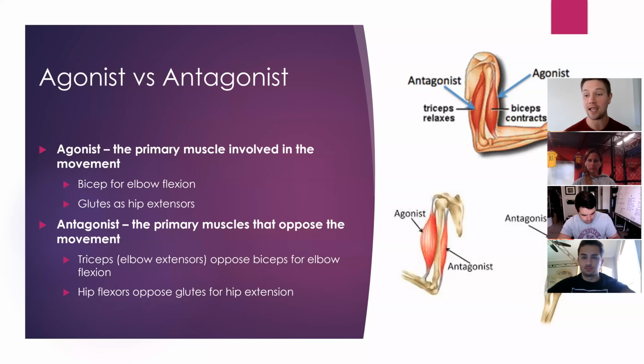So we need this antagonist to be an important primary player in a different way than the agonist. They're both very, very important, but ultimately we need the agonist to work with the antagonist and vice versa. And this is going to determine how effective contractions, recruitment, and positions can be.